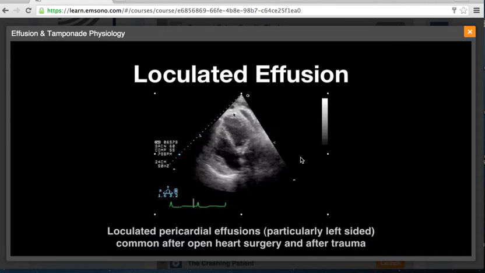You can see that there's an adhesion here, and you've got a loculated effusion along the left side of the heart. You've also got some fluid along the right side of the heart, but it doesn't connect because of this adhesion here. Sometimes these effusions on the left side can become large enough that you can get tamponade from an isolated left-sided effusion. So always consider the presence of a localized effusion, particularly in a trauma patient or in a patient who has undergone recent open heart surgery.